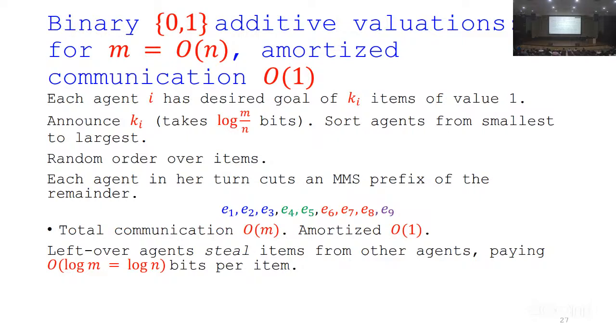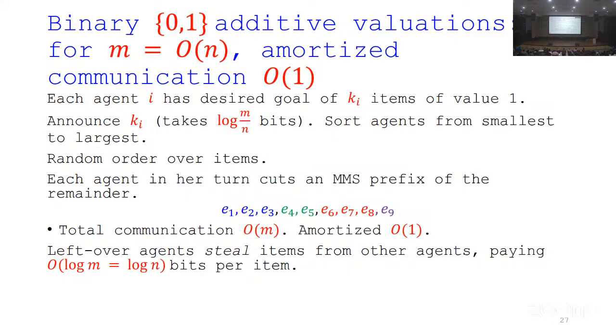And so this part is deterministic. The only random part is arranging the items in a random order. So that's the random part of the protocol. Then each agent, in her turn, cuts a minimal prefix of the remainder. So the first agent says, I need to receive K1 items of value 1.